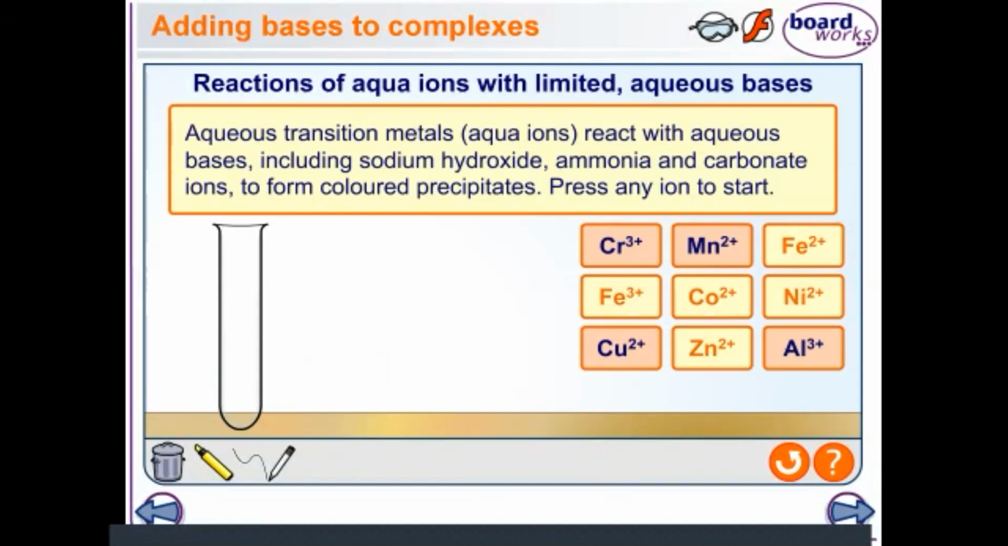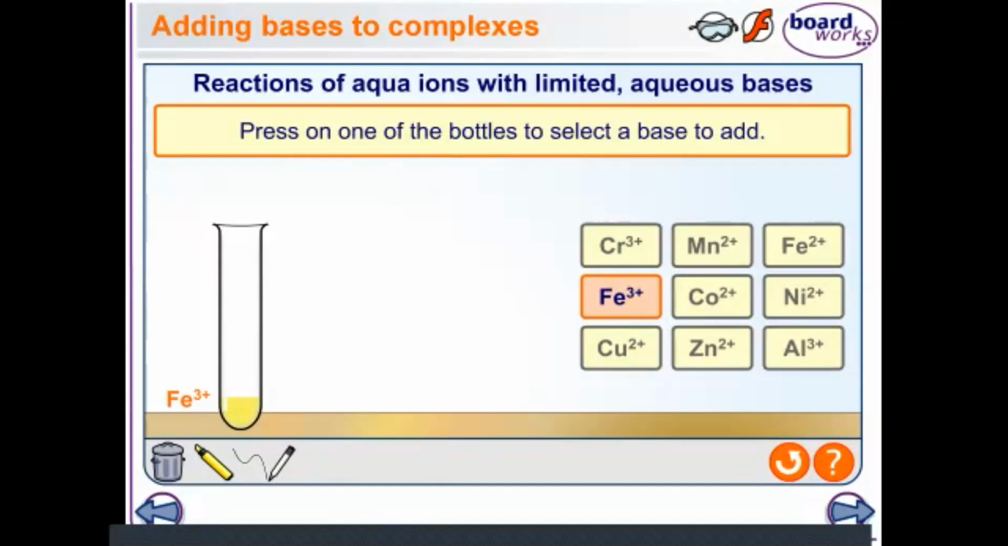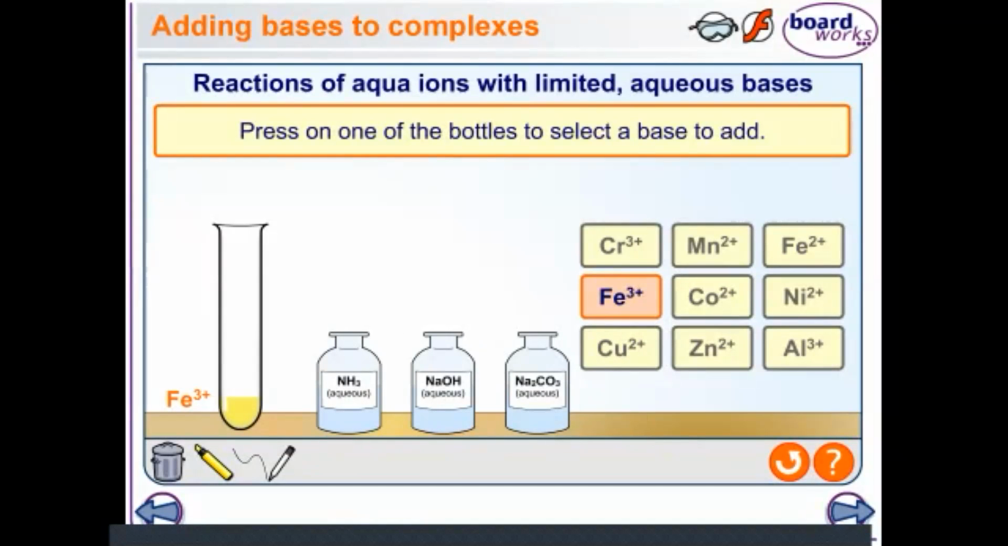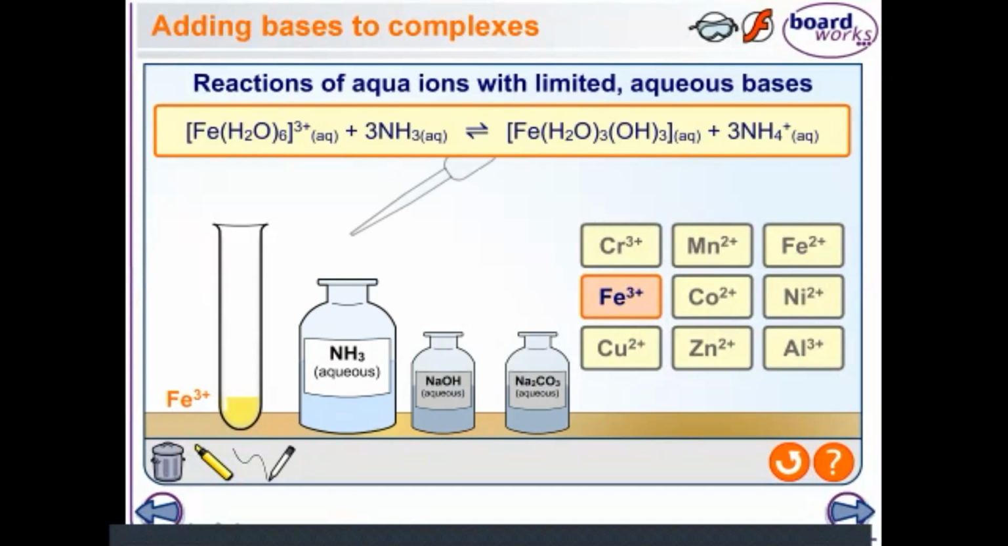Now let's look at the iron. Let's try the iron 3 plus first. We have the yellowish solution here, added with ammonia. And there's this orange precipitate, right? There's the formation of iron hydroxide.